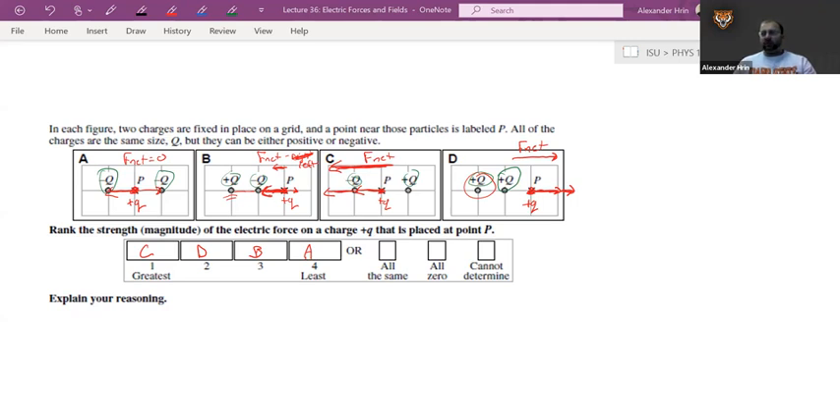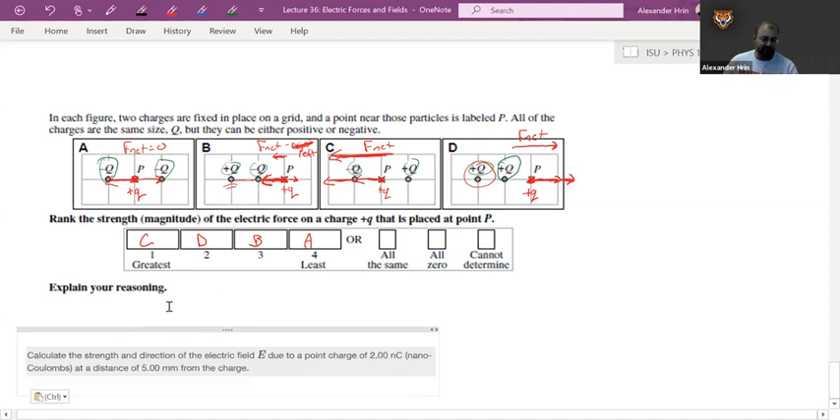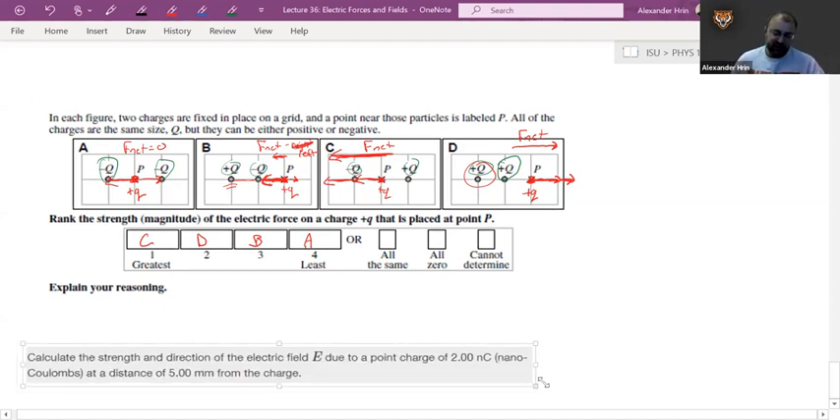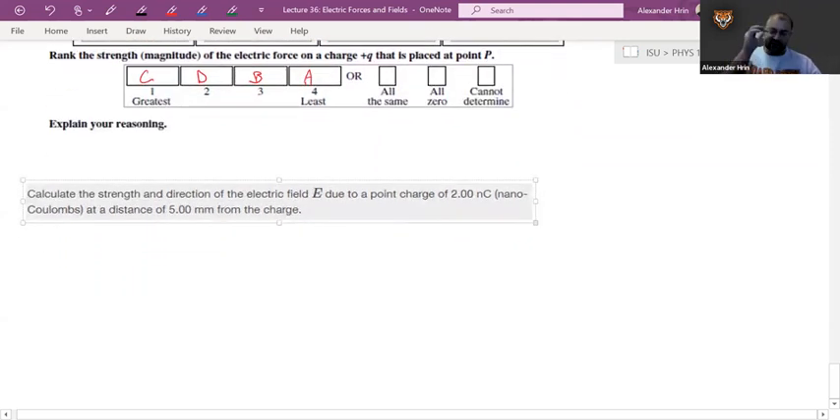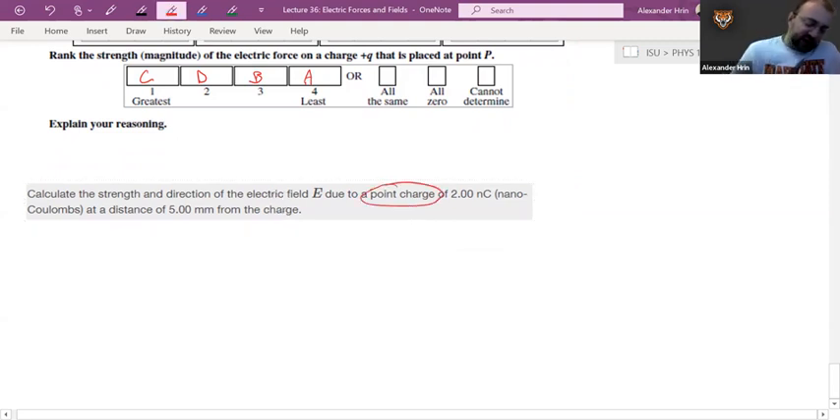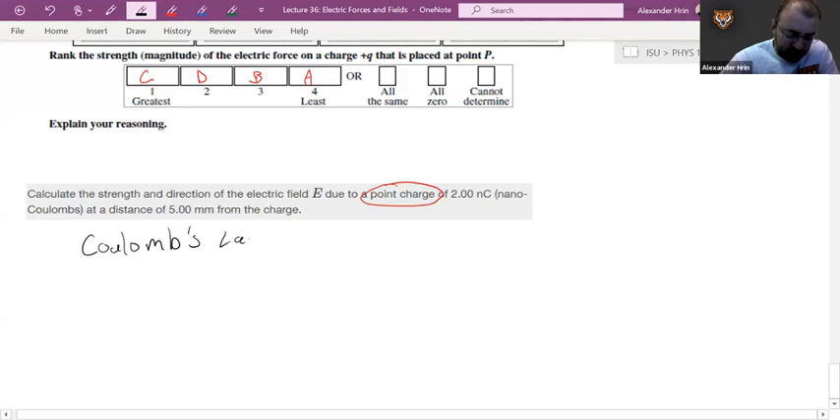All right. I'll just real quickly do an example problem here. This one says calculate the strength and direction of the electric field E due to a point charge of 2 nanocoulombs at a distance of 5 millimeters from the charge. Okay, so this one indicates, right here, the point charge, that indicates Coulomb's law. All right, so that is what we're going to do.